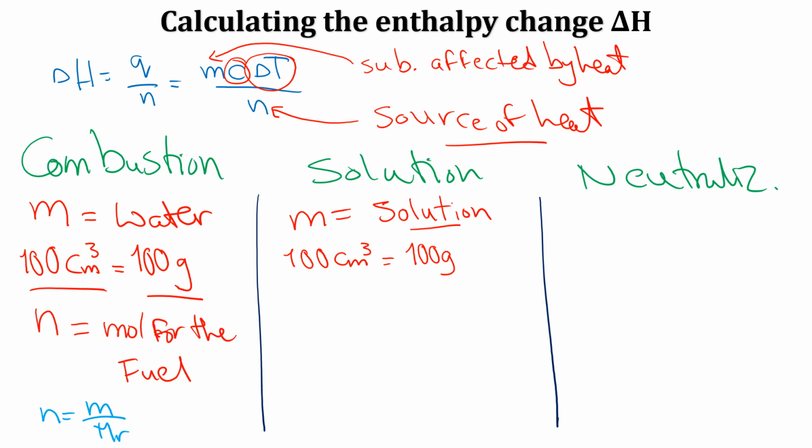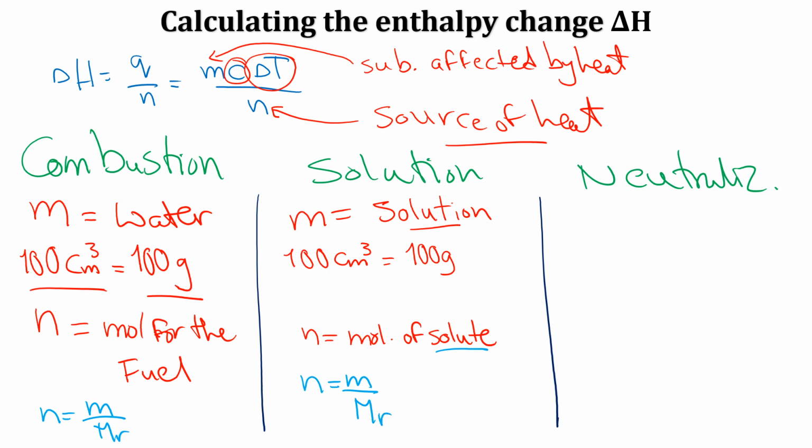What about the number of moles? Number of moles, or n, is the moles of the solute. So if they tell you that you are dissolving magnesium, sodium, or sodium hydroxide, then you need to calculate the number of moles of the solute itself using the formula n is equal to m over Mr, mass over the molar mass.